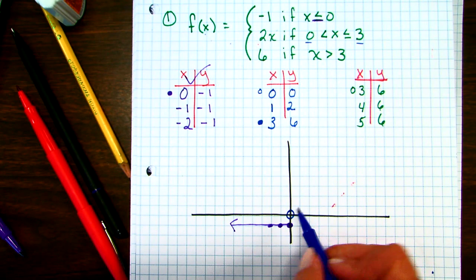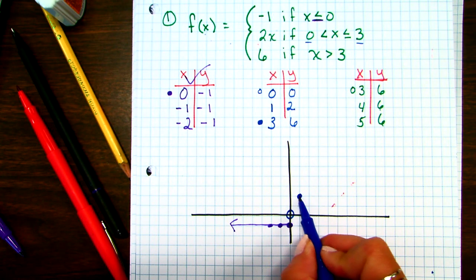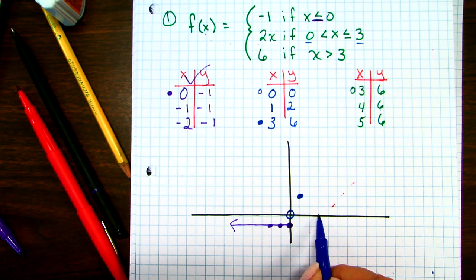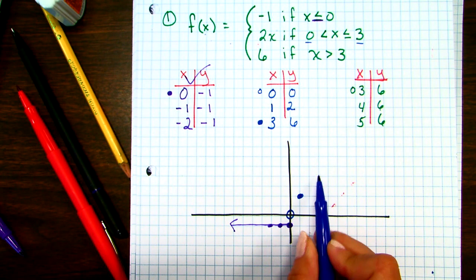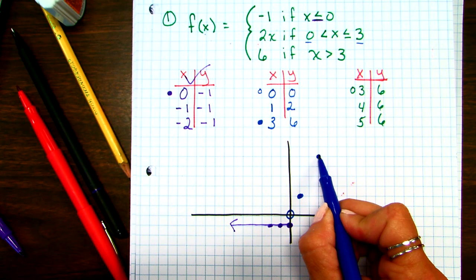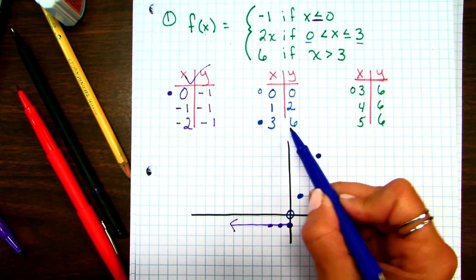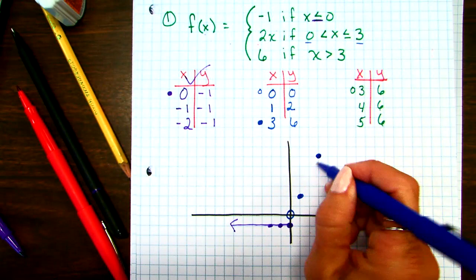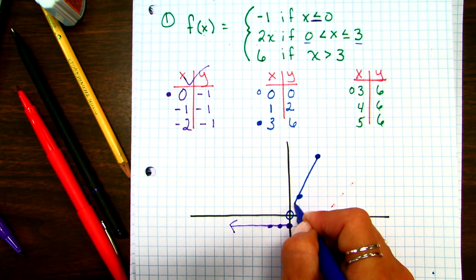Then 1, 2, to the right 1, up 2. All the ones in between are always closed in circles. And then 1, 2, 3, 1, 2, 3, 4, 5, 6. And that's a closed in circle, right? These were endpoints. It's only from 0 to 3. So there's no arrow when it's got endpoints like that.